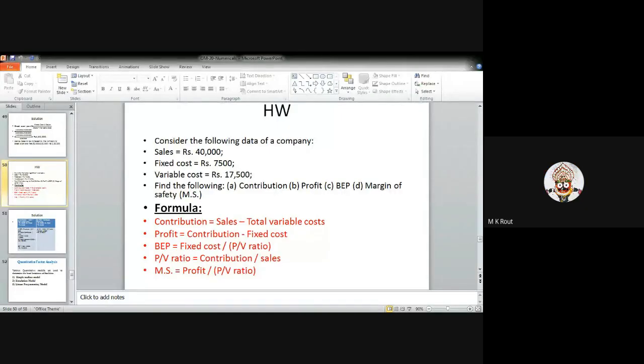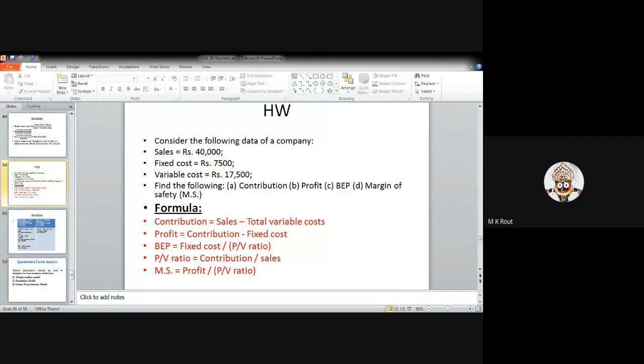Whenever you go to introduce a new product or to study the market, most companies implement break-even point analysis. As far as break-even analysis is concerned, we have already solved four numericals, and this one is given for your homework.